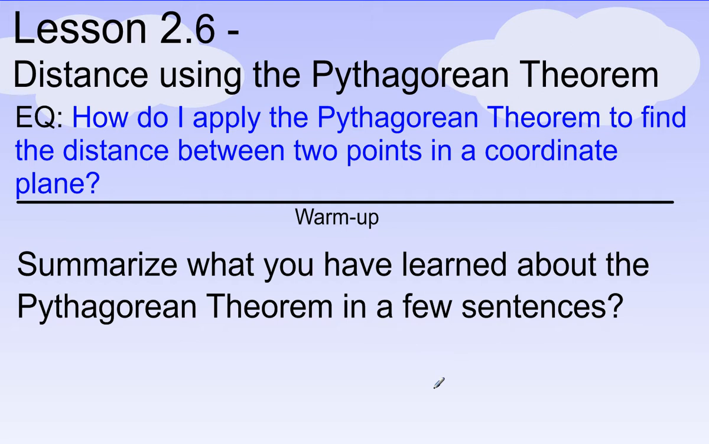Those are just a variety of different things you might have said about what the Pythagorean theorem is used for, what you've learned. You learned it's a squared plus b squared equals c squared, where a and b are the legs, and c is the hypotenuse, and that the hypotenuse is always diagonally across from the right angle.